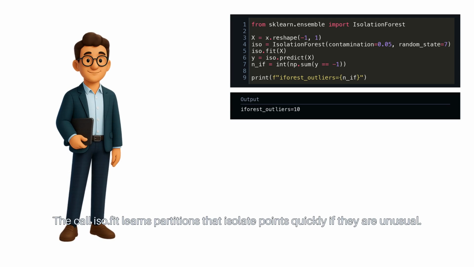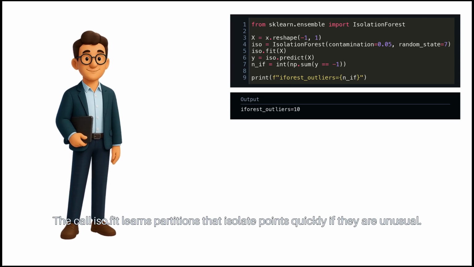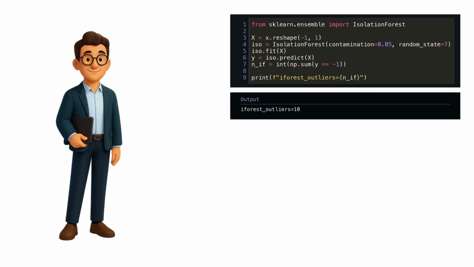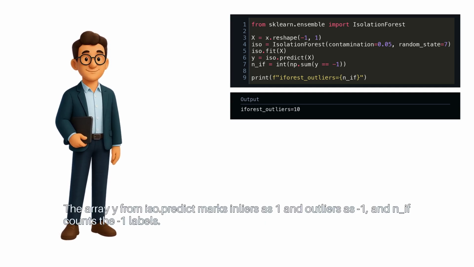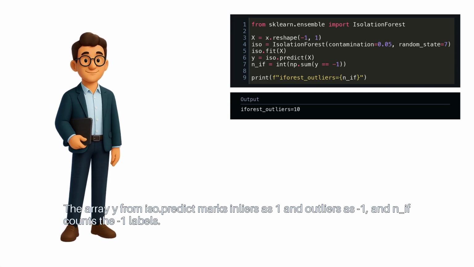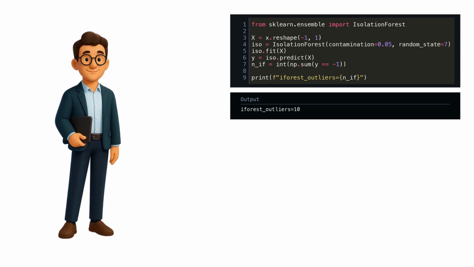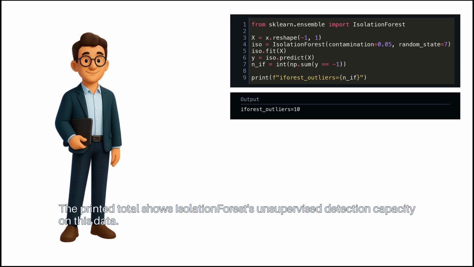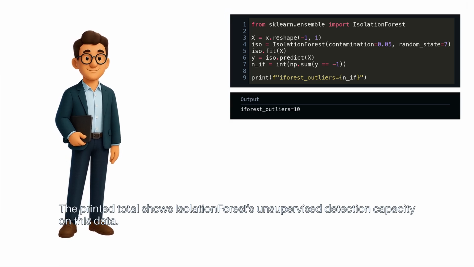The call iso.fit learns partitions that isolate points quickly if they are unusual. The array y from iso.predict marks inliers as 1 and outliers as -1, and n_if counts the -1 labels. The printed total shows IsolationForest's unsupervised detection capacity on this data.